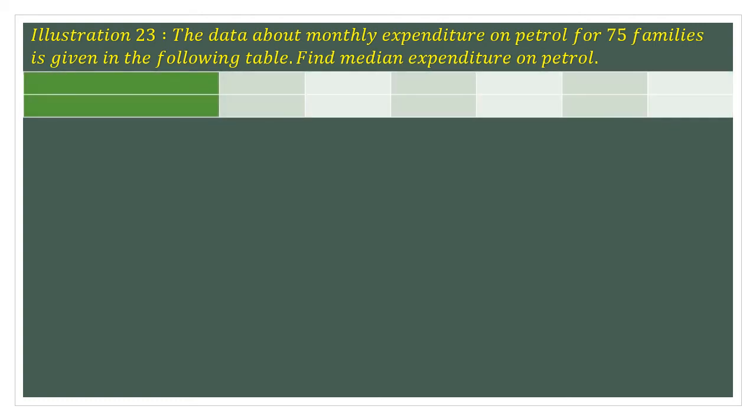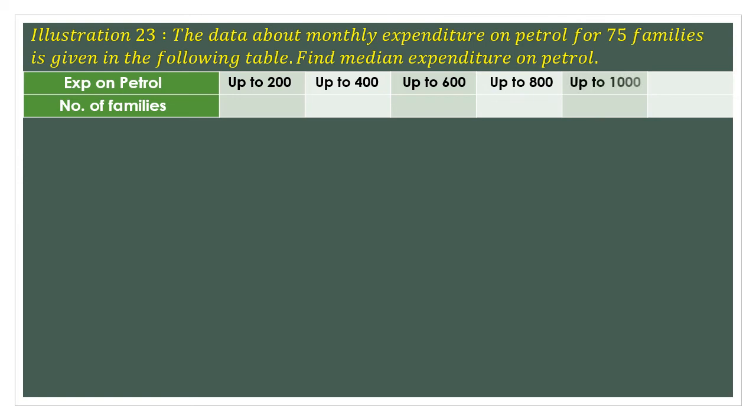The question is expenditure on petrol and number of families. Up to 200, then up to 400, up to 600, up to 800, up to 1000, and up to 1200. As you can see in the question, this is not discrete data, but continuous data with cumulative frequencies already given. This does not depict a class, but rather a cumulative frequency has been provided here. The 2, 8, 17, 32, 57 and 75 are the cumulative frequencies.